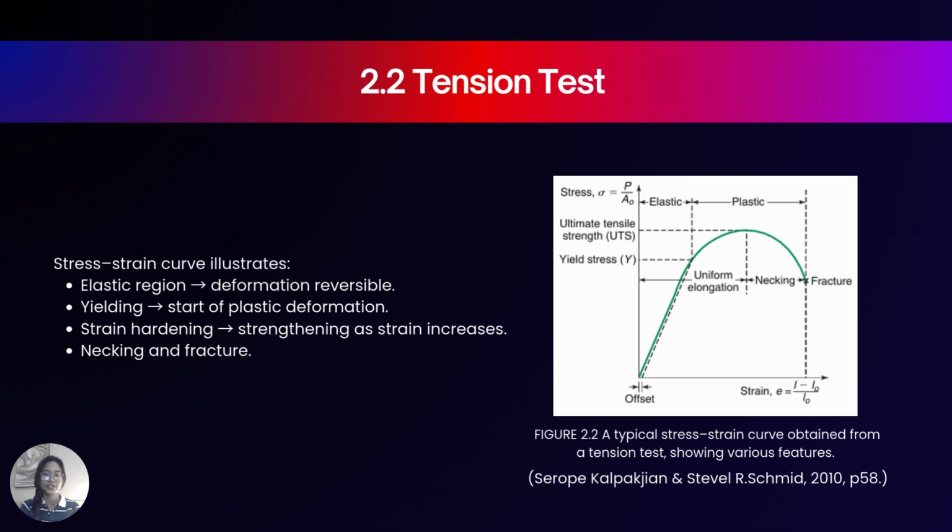The third is strain hardening. As the specimen stretches further, dislocations interact and make the material stronger, so more stress is needed to continue deforming it. The fourth is necking. After the maximum stress is reached, the ultimate tensile strength, the specimen begins to thin locally. This reduces its load-carrying ability. And the last is fracture, where the specimen itself breaks.